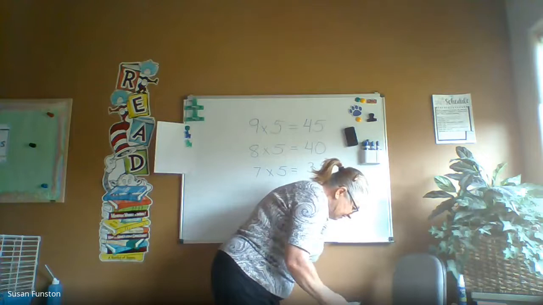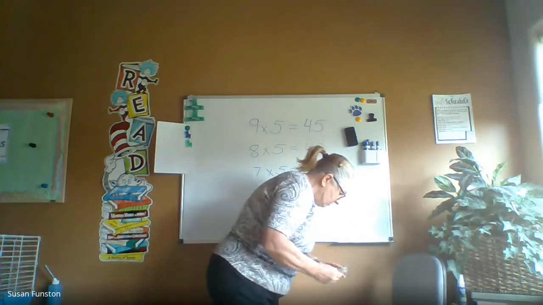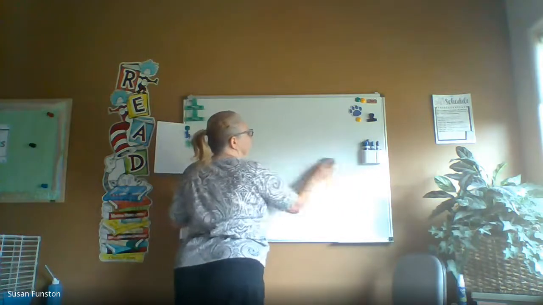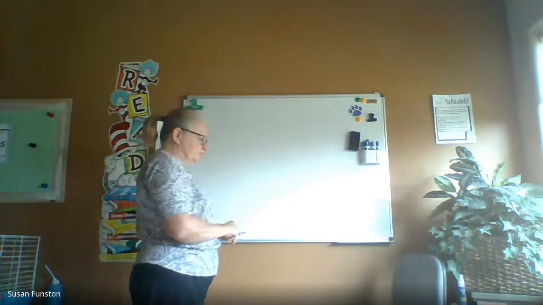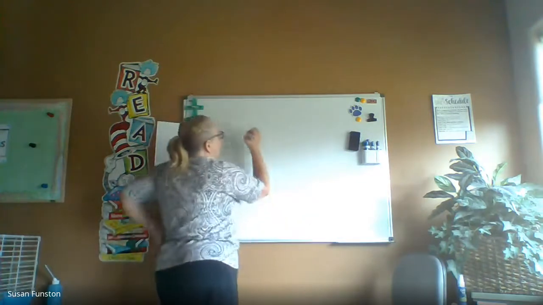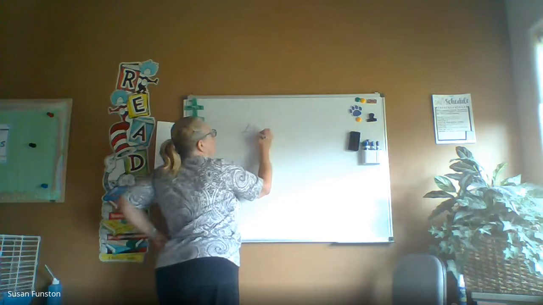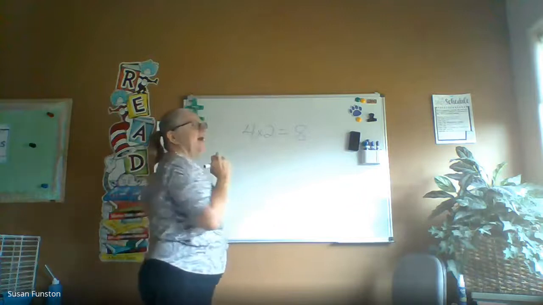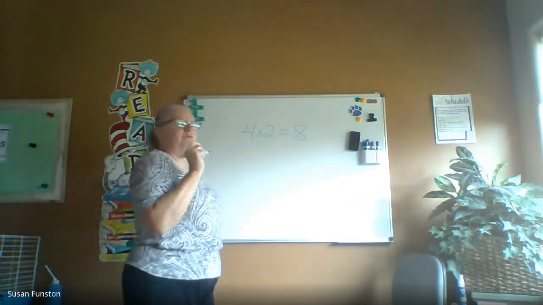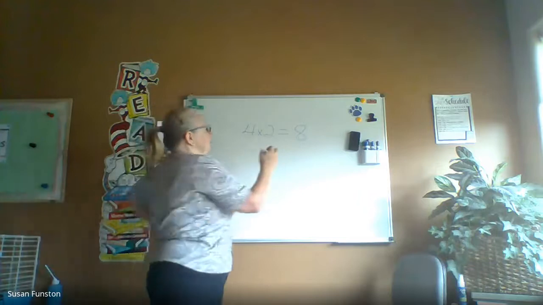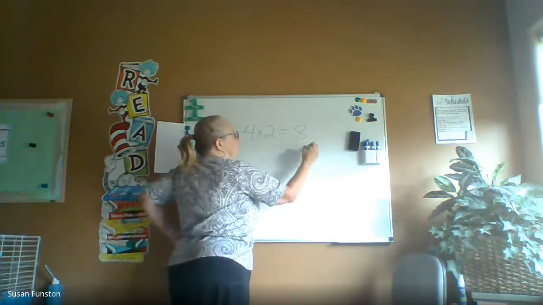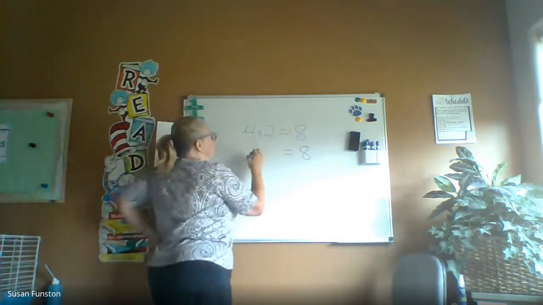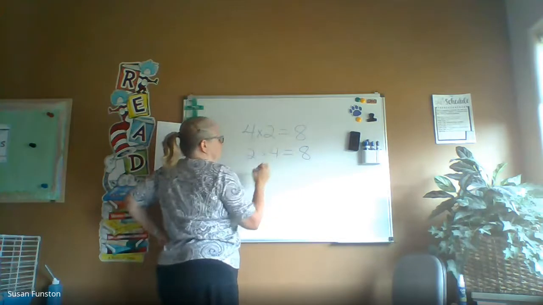All right, good job. Okay, let's look at the commutative property. Does anybody remember what a commutative property is? That's right, it means we can move our numbers around when we are multiplying. So if I say 4 times 2 equals 8, I can flip it around. So what would my other multiplication sentence be that would also equal 8 using these same numbers? I'm just going to flip these numbers. That's right. 2 times 4 equals 8.